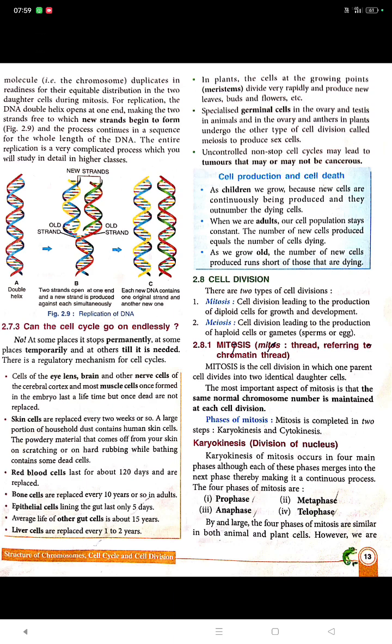Okay, do you get it? Red blood cells last for about 120 days and are replaced. After 120 days, red blood cells are replaced by new cells. Bone cells are replaced every 10 years or so in adults. After 10 years, the bone cells are replaced by new cells.